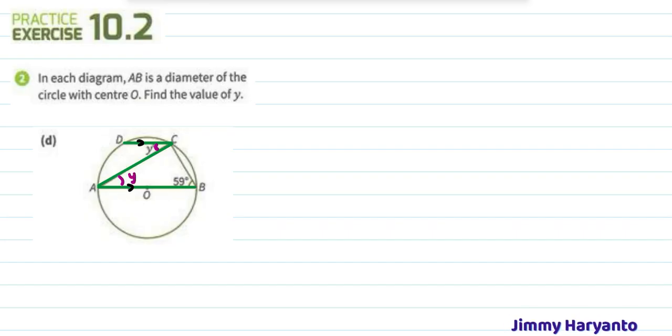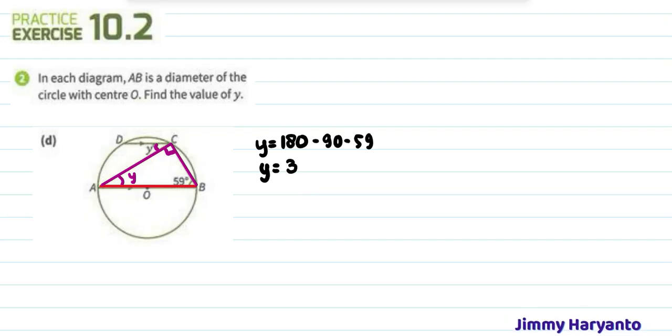Okay, so first we'll use the Z, and then after we have the y, we have diameters right here, and also we have this circumference angle, which is 90 degree because the center angle is diameters 180 degree. That means that one will be 90. So the y will be 180 degree, the sum of triangle, minus 90 minus 59, and the y equals to 31 degree.